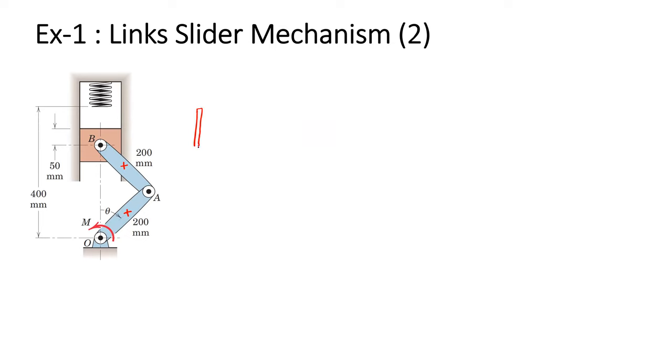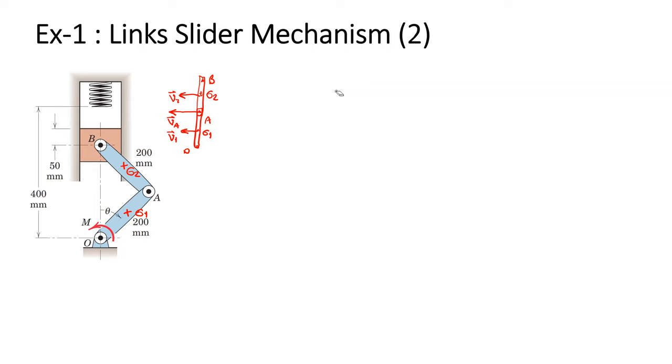If we draw this picture again, when it is in the vertical arrangement, we have point O, point A, and point B like this. At this current situation, VA will have only the horizontal component. Let's say this is the G1 position and this is the V1 vector. This is the G2 position and V2. G1 is the center of gravity of link 1, OA. G2 is the center of gravity of link 2.